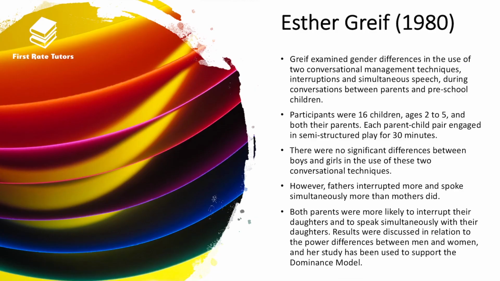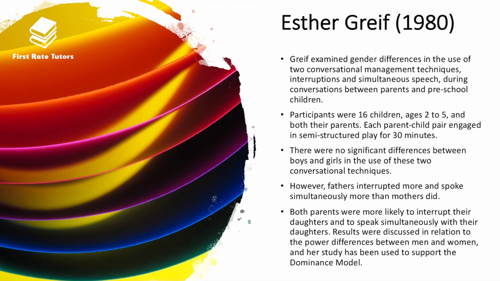Esther Greif is another theorist you need to be aware of, and she put forward her theory in 1980. She examined gender differences in the use of 2 conversational management techniques, interruptions and simultaneous speech, during conversations between parents and preschool children. So these are children who are between the ages of 0 months all the way up to, let's say, between 4 to 5 years old. Participants were 16 children, ages 2 to 5, and both the parents. Each parent-child pair engaged in fairly semi-structured play for about 30 minutes, and Greif observed them.